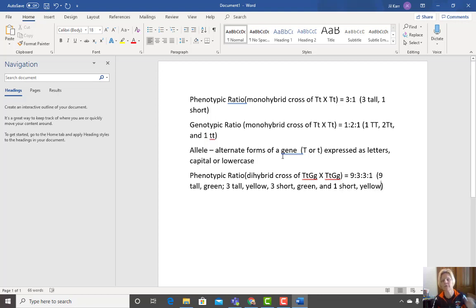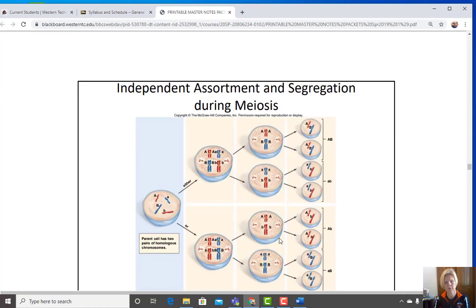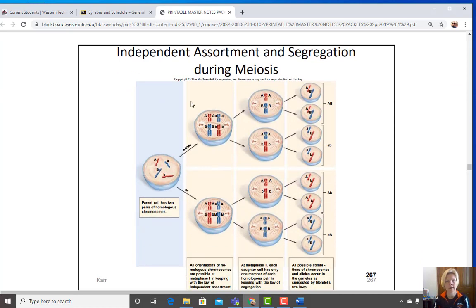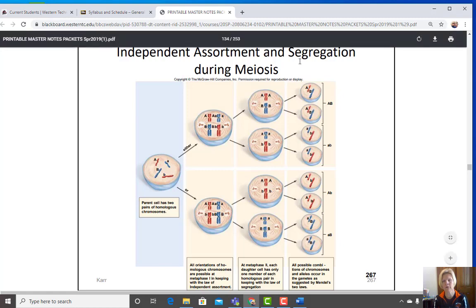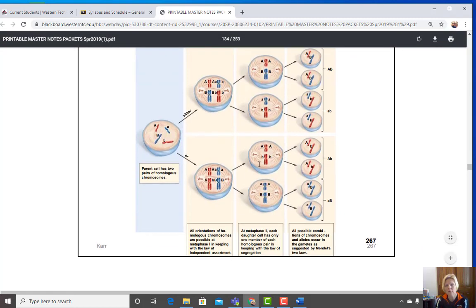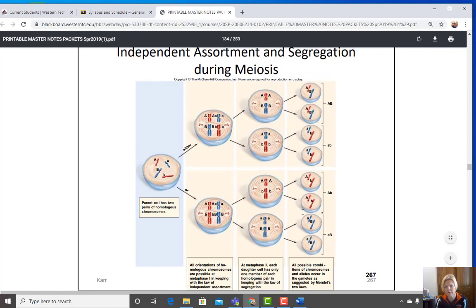So again, independent assortment just means that when these chromosomes replicate and come together, they're going to line up on that metaphase plate in a different combination. It's independent assortment, and the segregation just means those alleles separate during meiosis to get all these different cells with different genetic combinations.